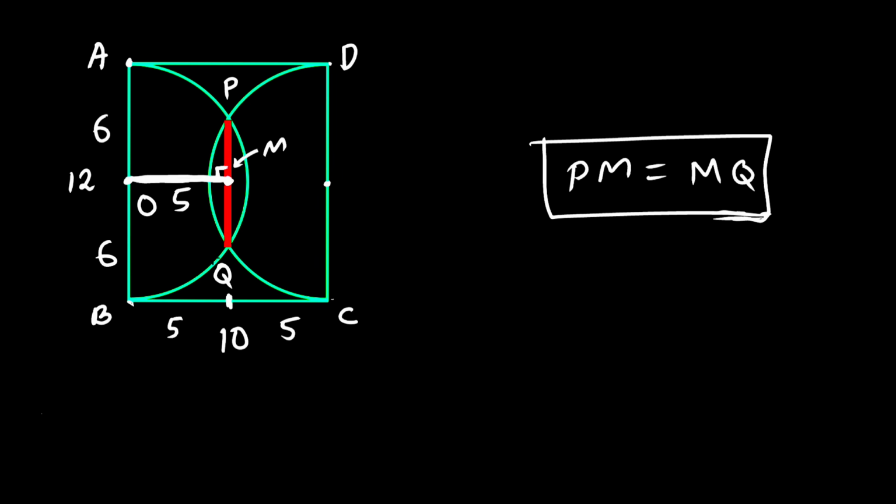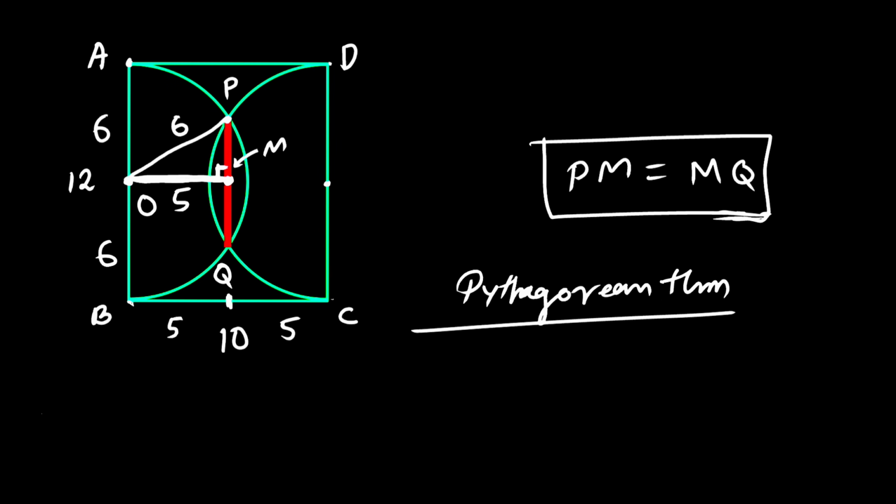Now, look carefully at right triangle OMP. We know OP is a radius, so OP equals 6. We also know OM equals 5. The only unknown side is PM. Since this is a right triangle, we can apply the Pythagorean theorem, which states that the square of the hypotenuse equals the sum of the squares of the other two sides.